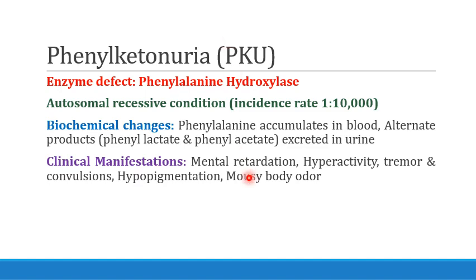Clinical manifestation: usually the child presents with mental retardation, along with hyperactivity, tremors and convulsions, and hypopigmentation due to the defect in phenylalanine metabolism. Tyrosine is not synthesized, hence melanin pigment will not be synthesized. The phenyl lactate that is produced gives a typical mousy body odor to the patient.